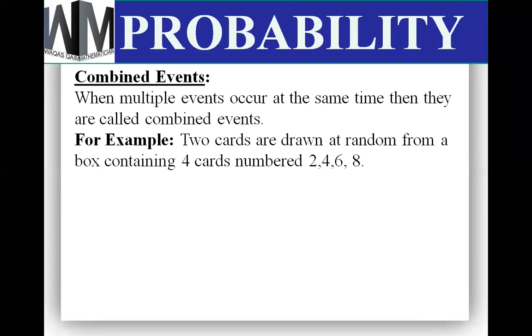For example, there is a box and we are not picking one card, we are picking two cards out of that box. So this is called combined events. Now any confusion with this one? So picking two cards, picking one card and rolling a die together, or rolling a die and tossing a coin together, so doing more than one thing is called combined events.